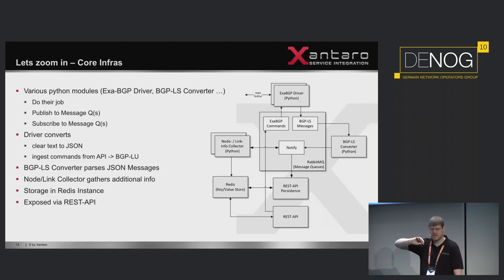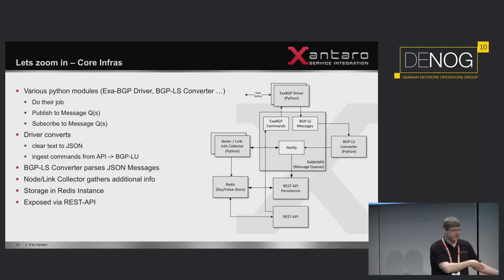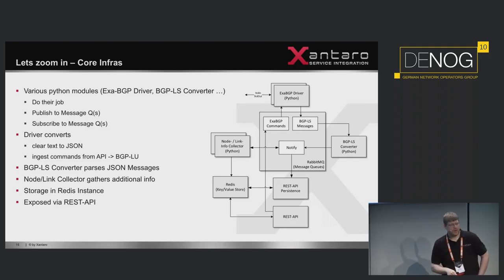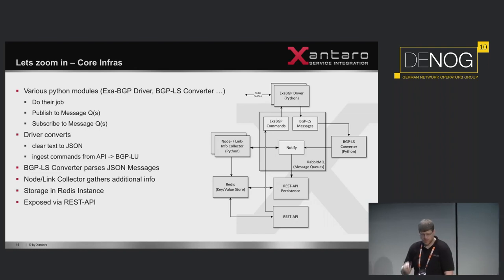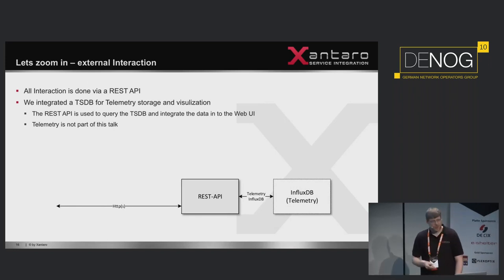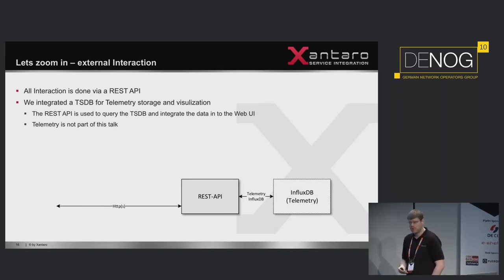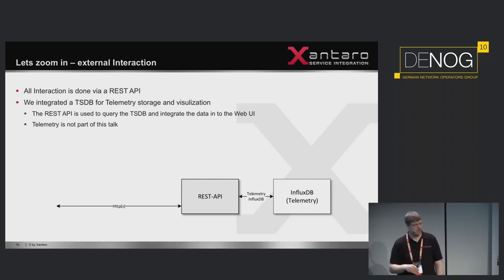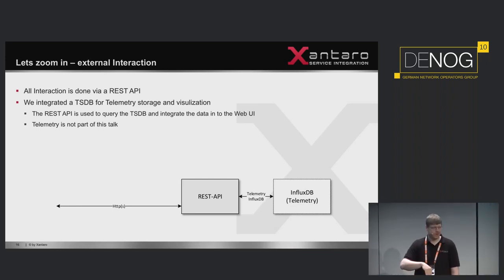If we, for whatever reason, ever need to send something out to the network, as I mentioned, a BGPLU message will be sent out via the ExaBGPD. We are doing that via the ExaBGP commands queue. The REST API will then put the messages into the command queue, which will then be converted into the appropriate ExaBGP commands, which will then be sent over to there. The REST API I already talked about. All interaction from the outside world only happens via the REST API, so even for our own web UI that we built, we are only consuming stuff that the REST API exposes.